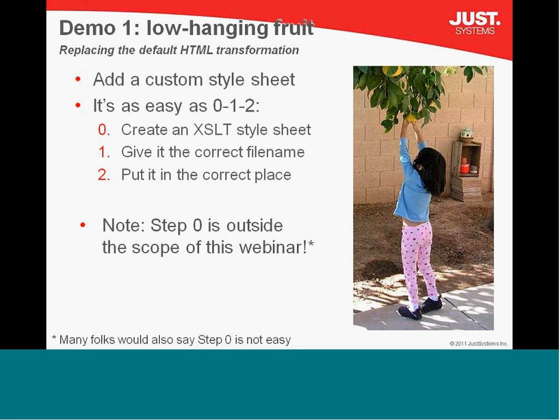So demo number two, I call it low-hanging fruit. It's the easiest thing you can do to customize this HTML output. We're going to assume that you have an XSLT style sheet, so I'm not going to teach you any XSLT today. You have an XSLT style sheet that will create an HTML version of your content. The only thing you need to do is make sure that style sheet has the right name, and then make sure it's put in the right place.